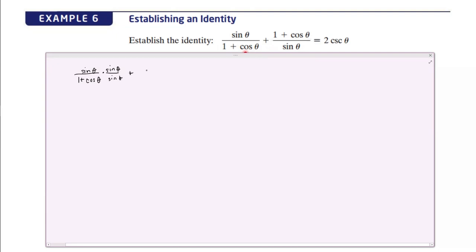And we're going to take that plus 1 plus the cosine of theta over the sine of theta. And then it's missing the 1 plus cosine. So we'll multiply the top and the bottom by that.